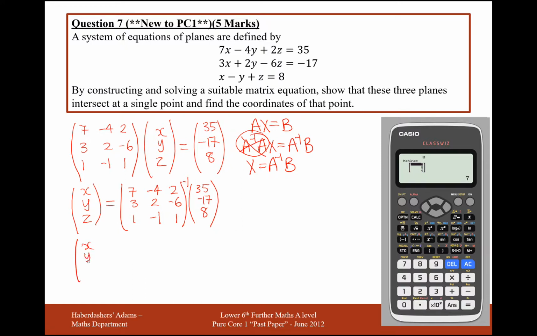X, Y, Z equals 7, 8, 9. So the answer to my simultaneous equation is x equals 7, y equals 8, and z equals 9. Not too bad for 5 marks.